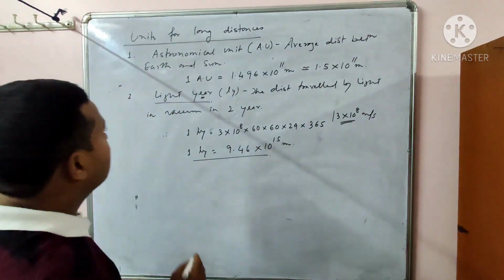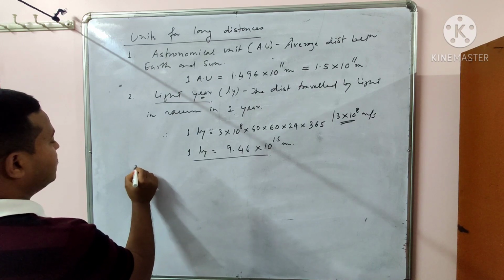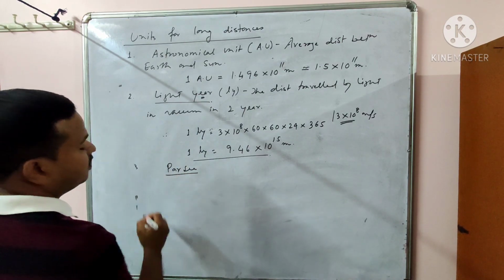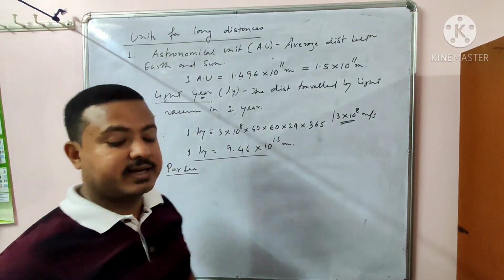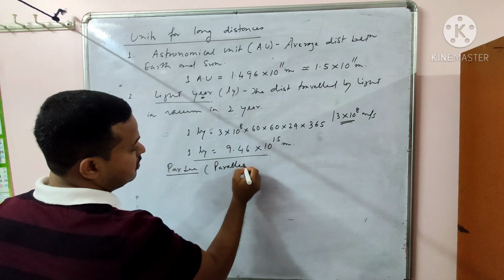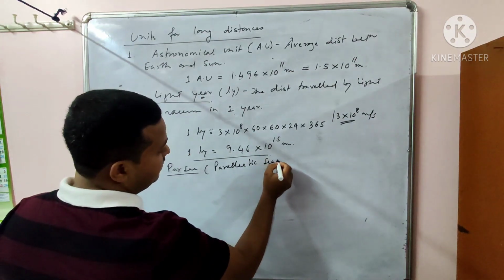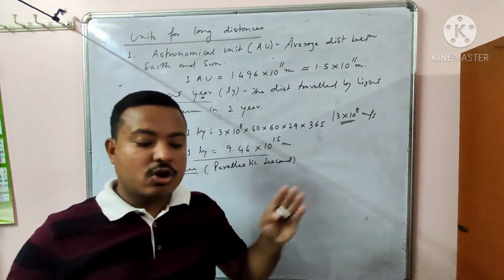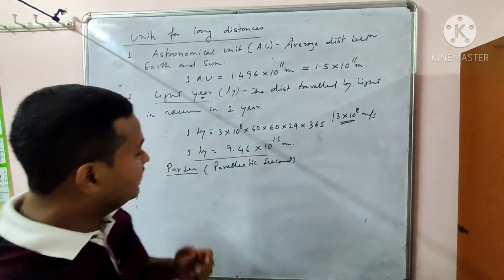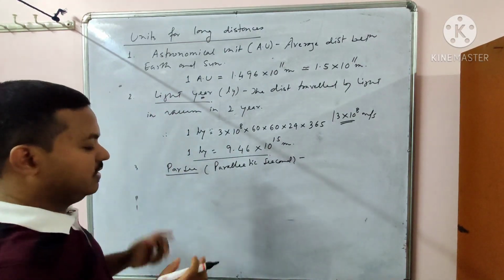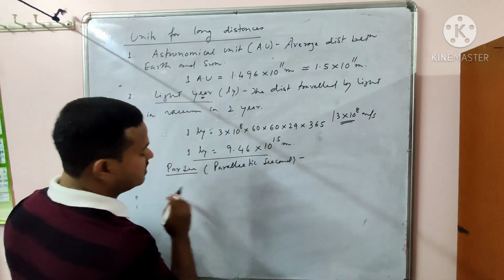Another unit for long distances is what? Parsec. Parsec is also called parallactic second. So this is also used to measure long distances. Now let me show you actually what a parsec is. What is the basic concept of parsec?